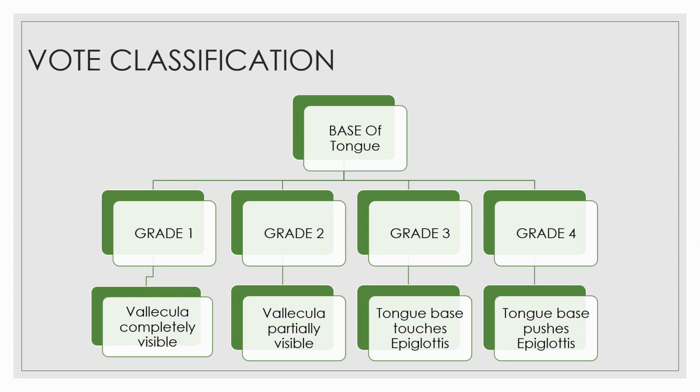So next we move on to the classification at the level of base of tongue. Here things get different. You have grades. Grade 1 is where you are able to visualize the vallecula completely. In grade 2, you are able to visualize the vallecula but only partially. In grade 3, the base of tongue is actually touching the epiglottis. And in grade 4, the tongue actually pushes the epiglottis posteriorly. So that is grade 4.